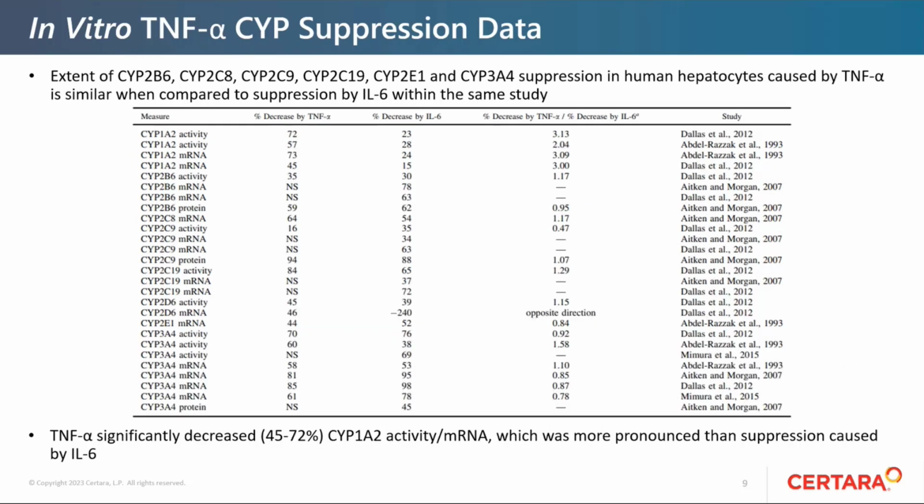So the next cytokine we're talking about is TNF-alpha. Again, just want to highlight that reduction in enzyme activities was significant in all CYP isoforms tested and generally are comparable to reduction caused by IL-6, except for CYP1A2, where a greater reduction was observed after TNF-alpha treatment compared to IL-6 treatment.